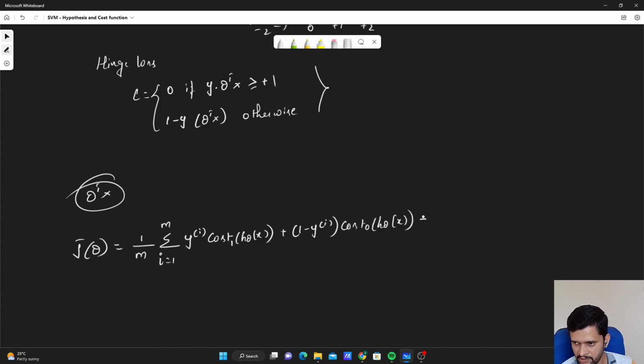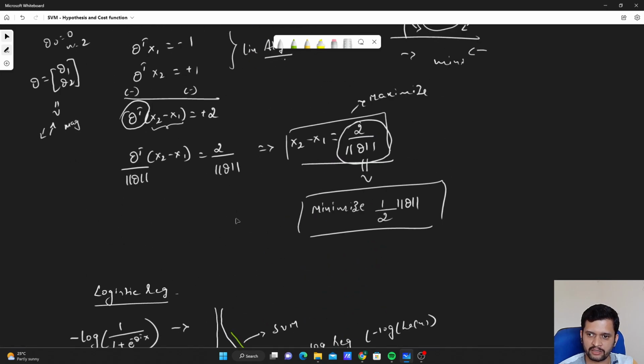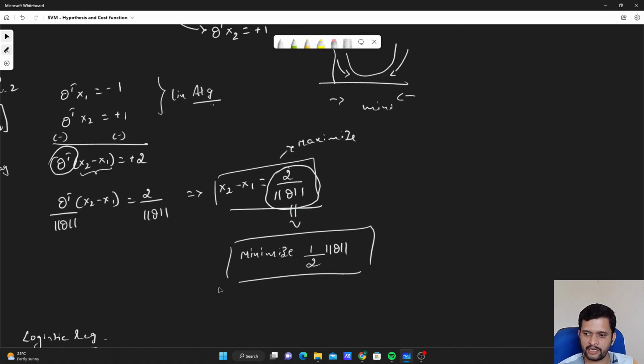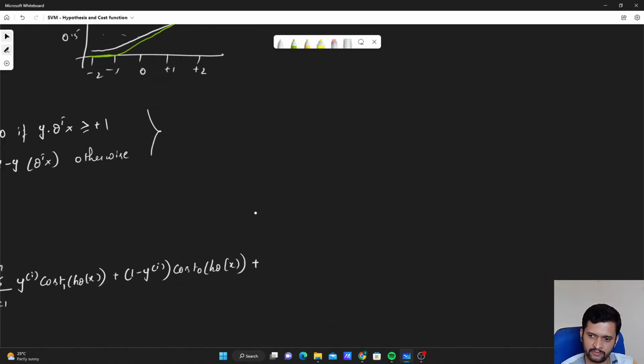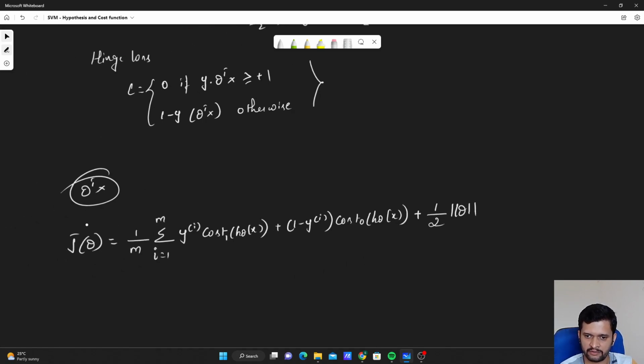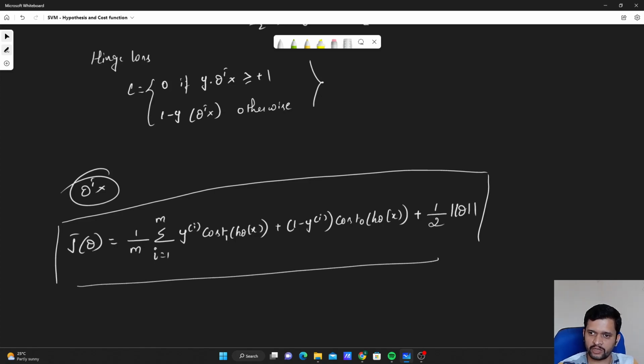Okay, plus whatever we have arrived at this particular point, right? We have to minimize 1 by 2 over the norm of theta, correct? So we will add that 1 by 2 over the norm of theta. Okay, so this particular expression here is our cost function for support vector machine. And this cost 1 and cost 0 here, you can replace with this particular expression here. Okay, you can just replace that.